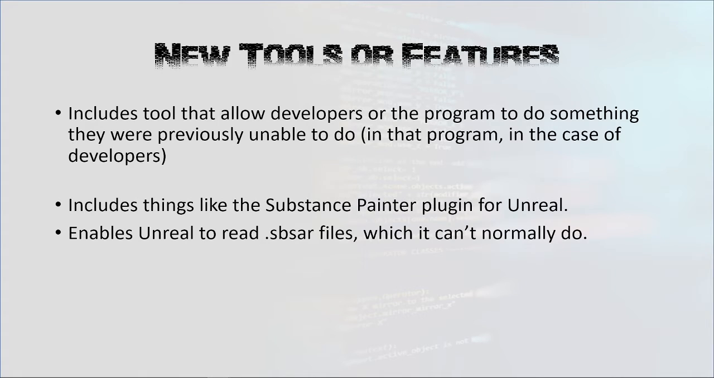New tools and features include tools that allow developers of the program to do something they were previously unable to do. An example of that is the Substance Painter plugin for Unreal. Normally, Unreal is unable to read the SBSAR files from Substance Painter. However, if you install the Substance Painter plugin, it can now read them and use them as material, which is a new feature that's added to Unreal through that plugin.